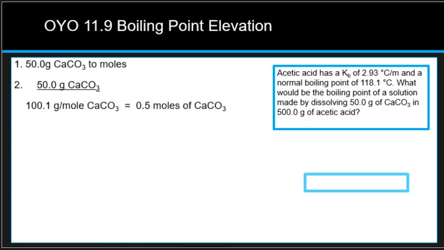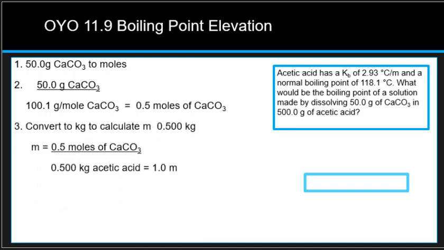Okay, so I had 50 grams of calcium carbonate. I'm going to convert that into moles. Here it is. My number on the bottom right there came from the periodic chart of the elements. Therefore, I have 0.5 moles of calcium carbonate. Now I'm going to find molality, right? Oh, I have to convert grams to kilograms, 0.5. That's easy enough. Now my molality is 0.5 moles of calcium carbonate over 0.5 kilograms of acetic acid. That all equals 1.